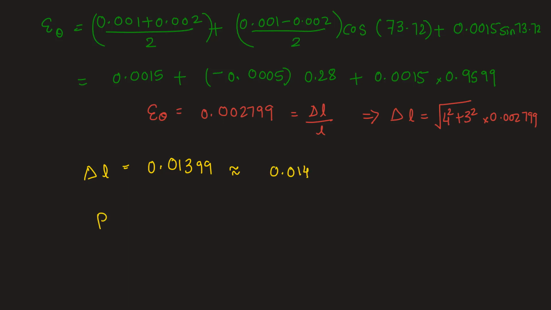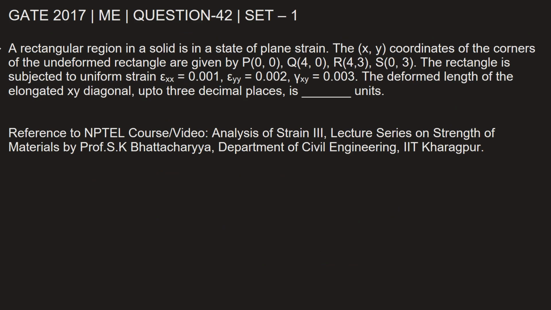Now let's find the new length PR dash or L dash for the diagonal. This will be equal to PR plus delta L, which is equal to 5 plus 0.014. This gives us the answer as the new length of the diagonal as 5.014 units. Let's go back and fill in the answer. So the deformed length of the elongated xy diagonal up to 3 decimal places is 5.014 units.